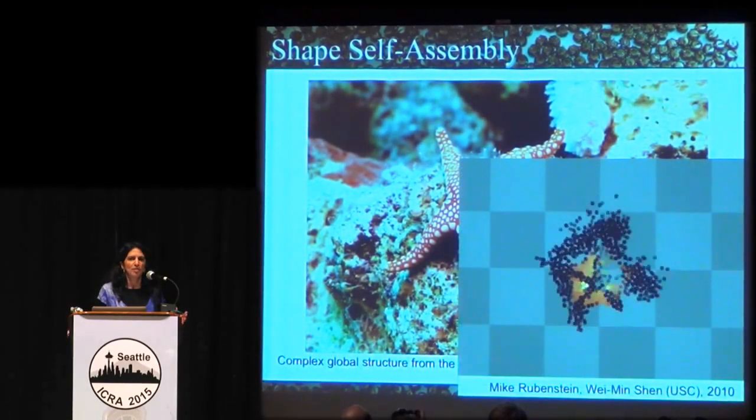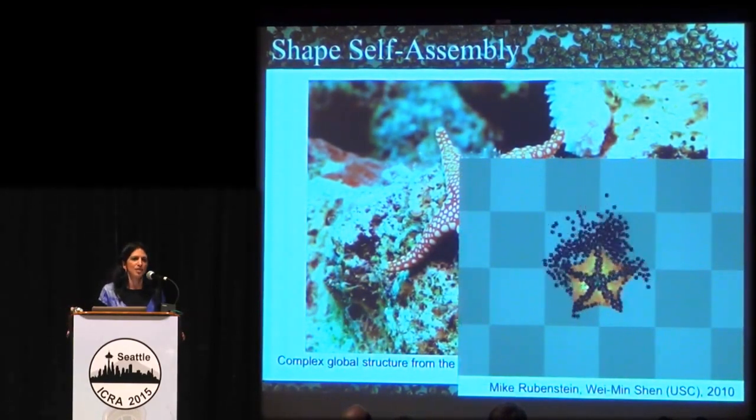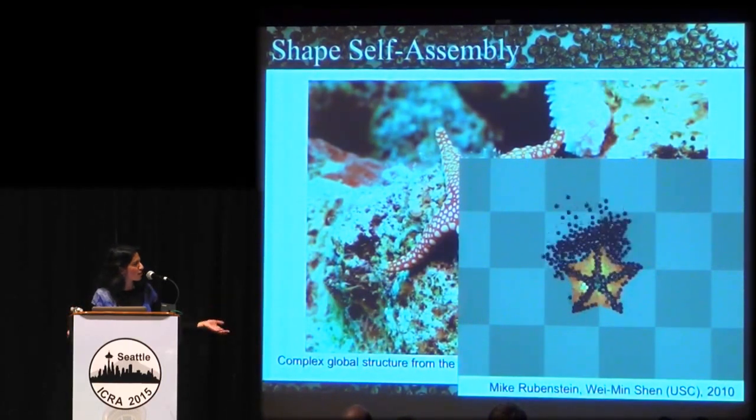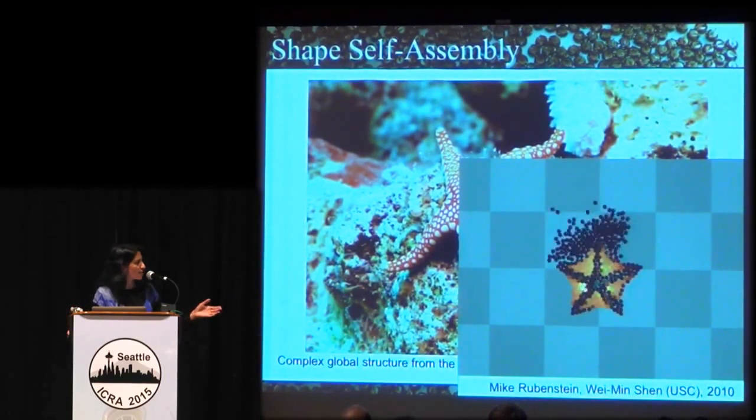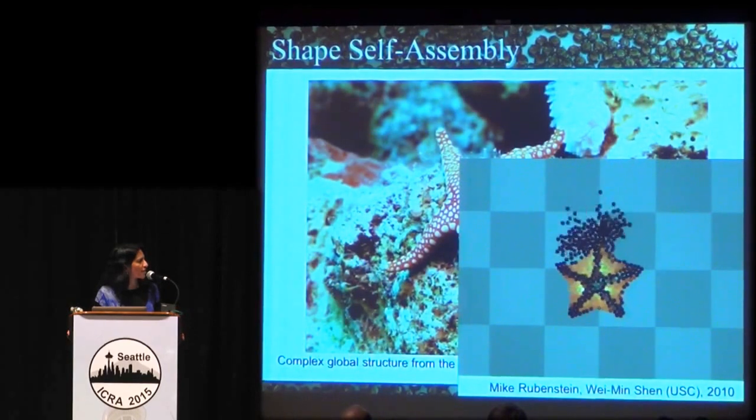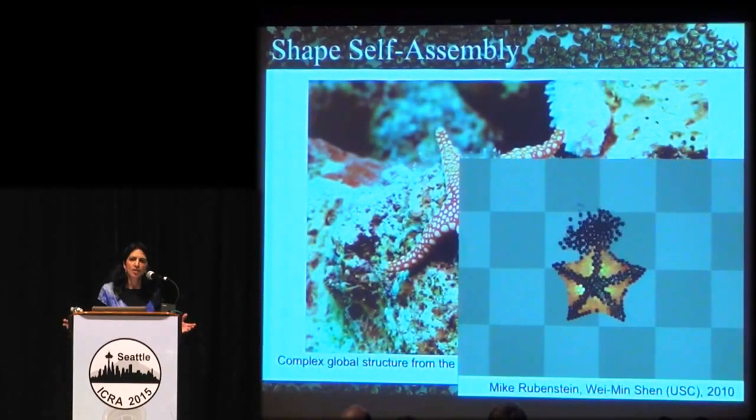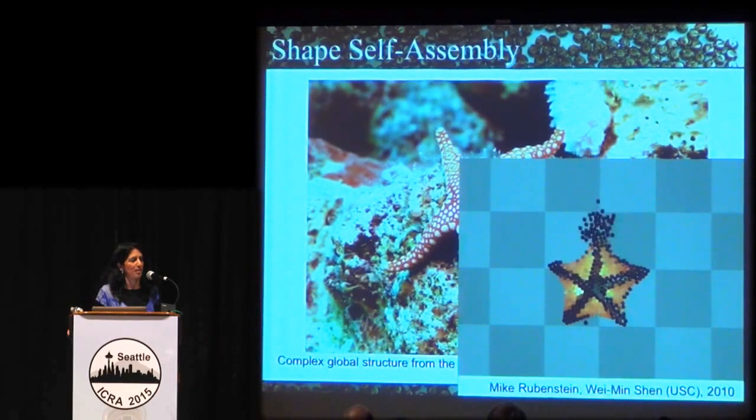actually has been quite a bit of work thinking about how to self-assemble these shapes. So I've picked one of my favorite pieces of work, which was Mike's PhD thesis with Wei-Min Shen, where they looked at how you could self-assemble something like the starfish. It uses some of the same collective behaviors that I talked about before, but it's a lot more sophisticated than what we've been able to achieve.